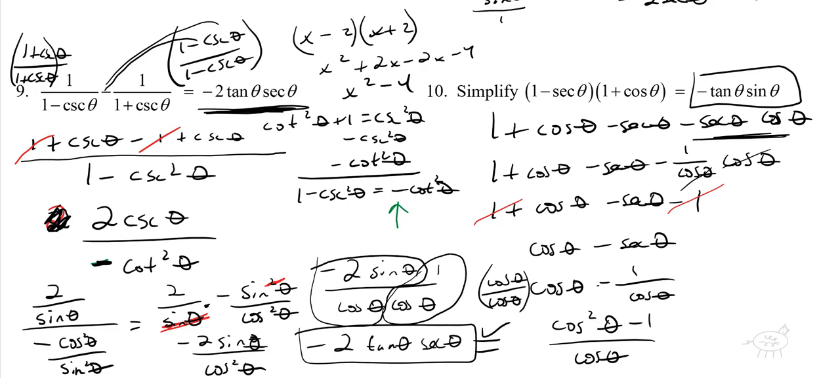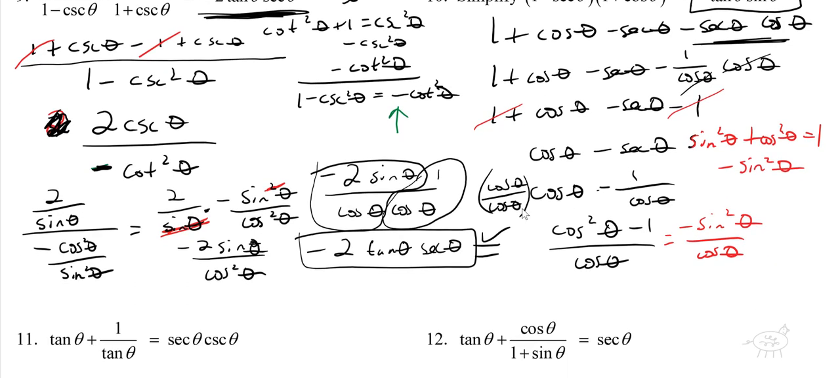And once again, if you want to write your identities, here we'll put it in red here. Sine squared of theta plus cosine squared of theta equals 1. So cosine squared of theta minus 1, isn't that negative sine squared of theta? So that is negative sine squared of theta over cosine theta.